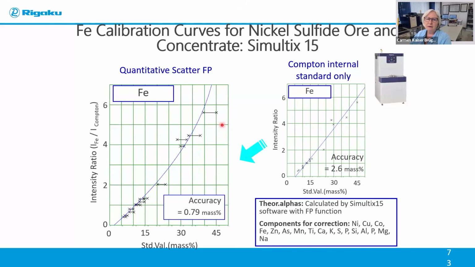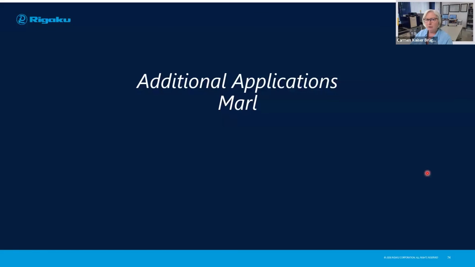And the last one is showing the iron calibration curve on the Simultex 15, also an improved accuracy and fit on the quadratic curve using the Quant Scatter FP. So the last example that I would like to show you is basically this additional application, which I thought was quite nice and useful to share with you, because this is very visual and very nice to see.